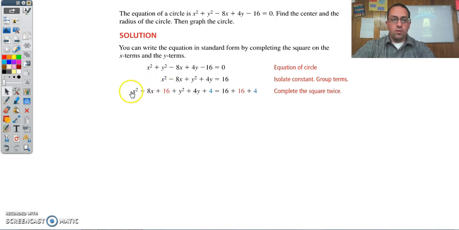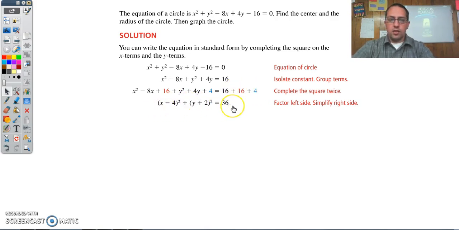Then we're going to rewrite this as a perfect square, which is just x minus 4, half of the x term. And we do the same thing with the y's. It's y plus half of the y term, 2, equals 36, which is just combining like terms right there. And now we have this in standard form. We can see, okay, here's h, here's k, here's the radius squared.